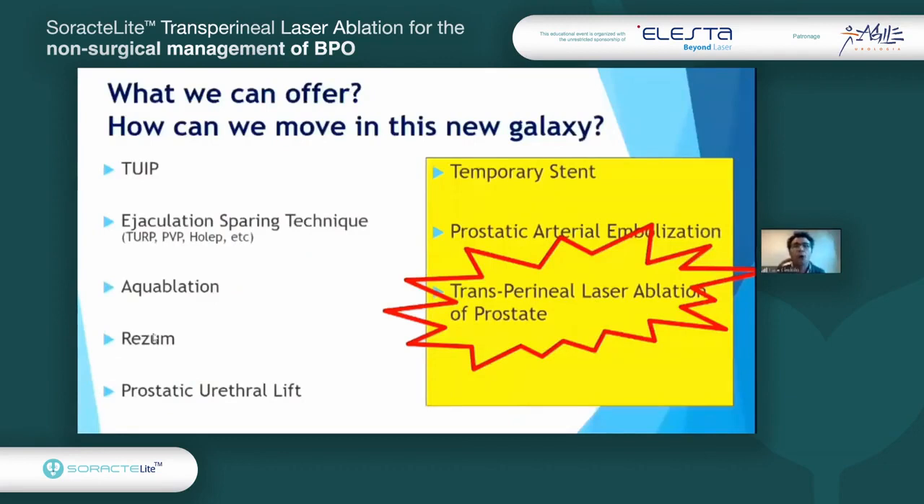So what we can offer, how we can move in this new galaxy, as Dr. Lughezzani said, how we can offer, we have, of course, monolateral TUIP, we have ejaculation sparing techniques, we have Aquablation and the others.